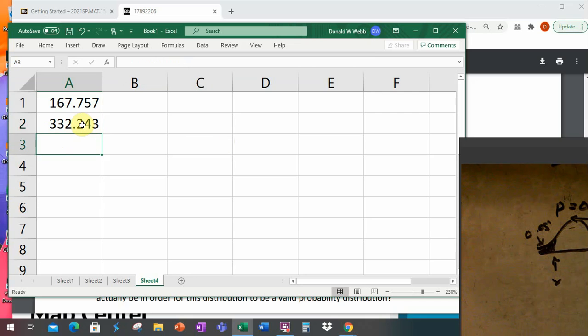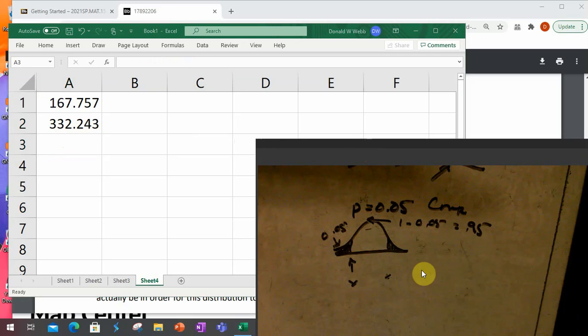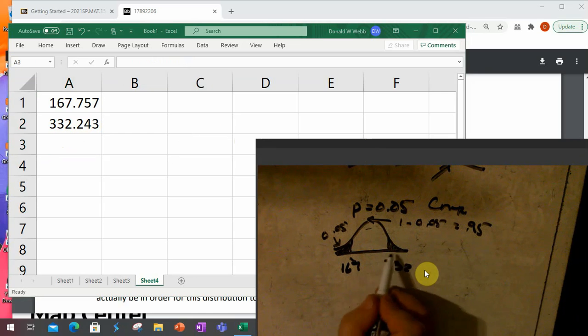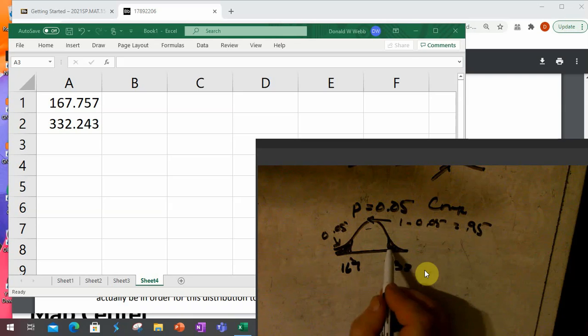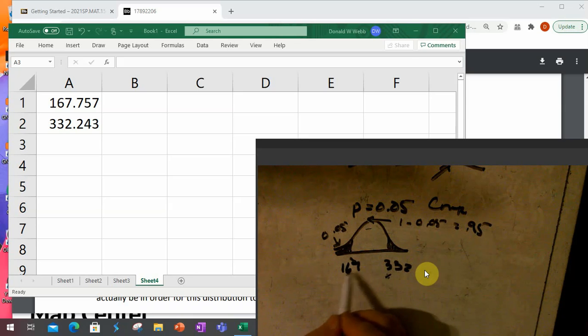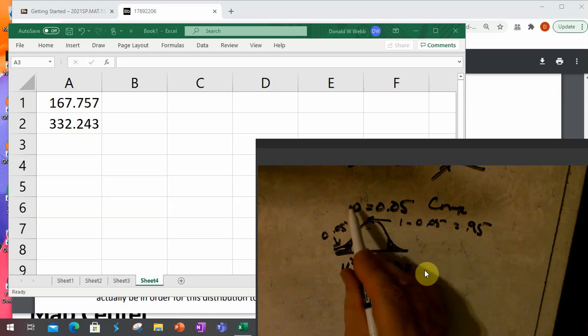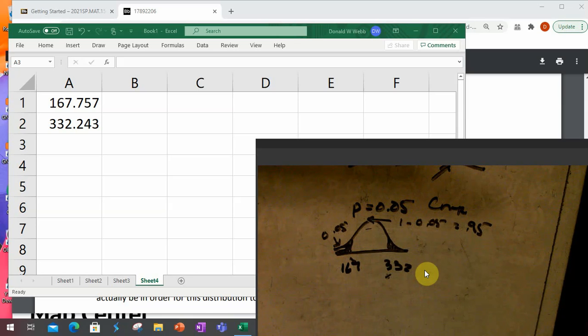Anything greater than 332 feet, the probability would be less. Okay, so these two numbers are what they're asking for, 167 and then 332. Anything over 332 feet, the probability of it being more than this would be less than 0.05. The probability of any ball being less than 167 would be less than 0.05, and that's the comparison. Those are the extreme values.